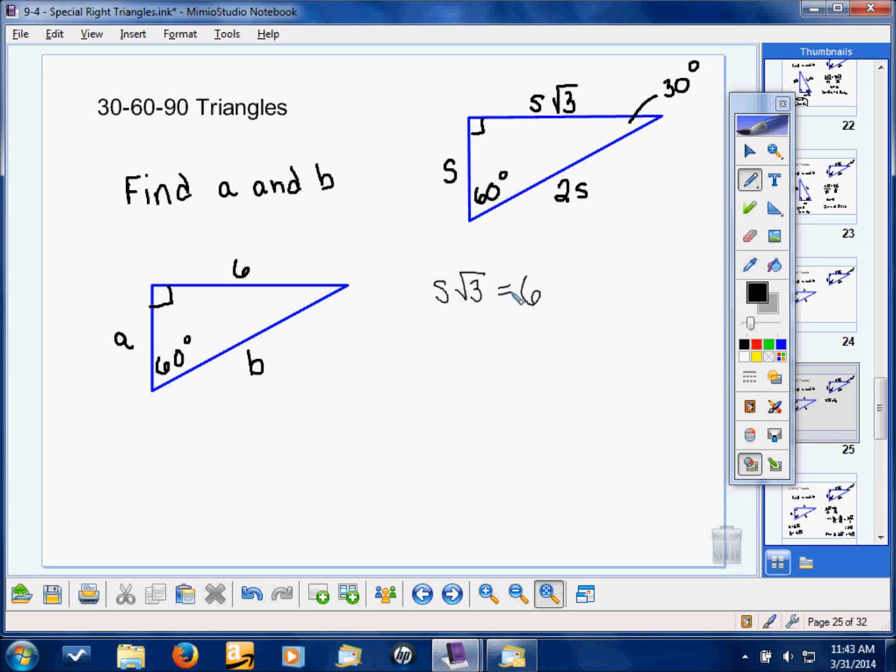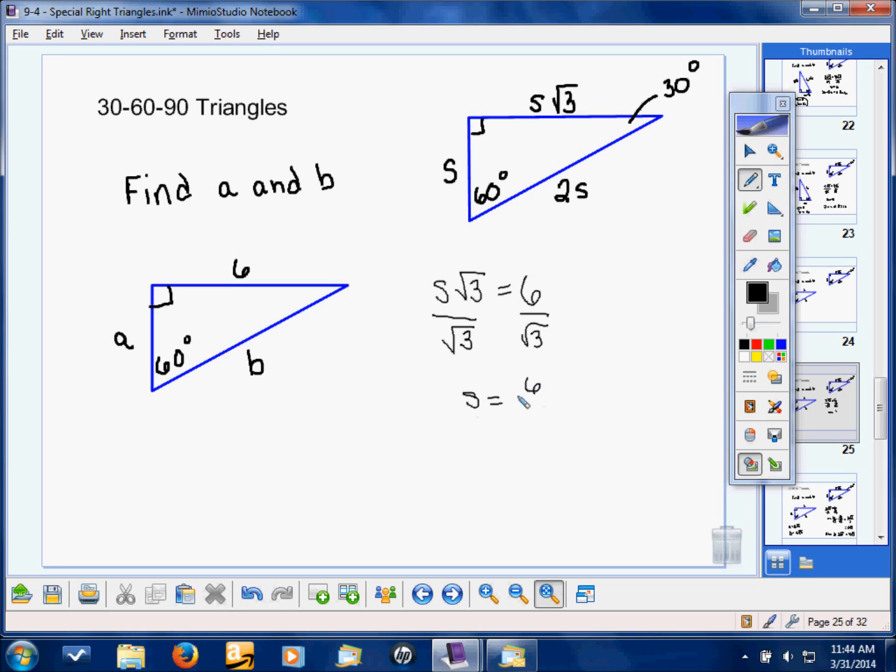Harry, what can you do to both sides to get S by itself? You're doing fine. Divide by, good. Square root of 3. Good job, Harry. I knew you knew what to do, I was just trying to make you say it. So it's divide by square root of 3.